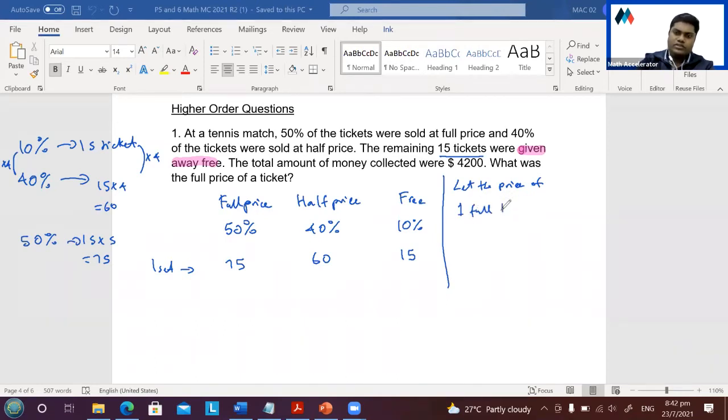full ticket be 1 unit. Okay, so the full price is 1 unit, then the half price is how many units? Simply say, okay, so this one, if it's 1 unit, if it's like $5, this is $2.50. If it's $6, this is $3. So if this is 1 unit, this is simply half a unit.